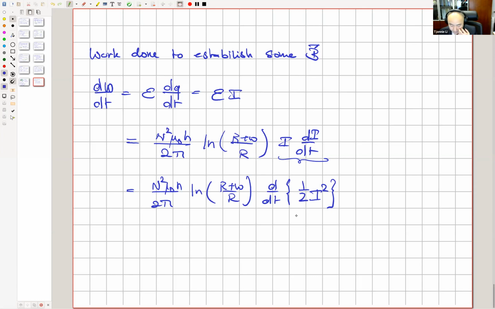Okay. So this is the rate of change of work that I need to do, and since this is the only time dependence here, it is d by dt. So the total work is simply n squared mu naught h. And let's see if I did this correctly. Yes. Okay, 2 pi. I'm going to put the half that I got here over here.